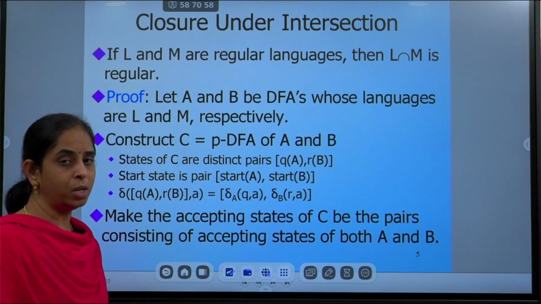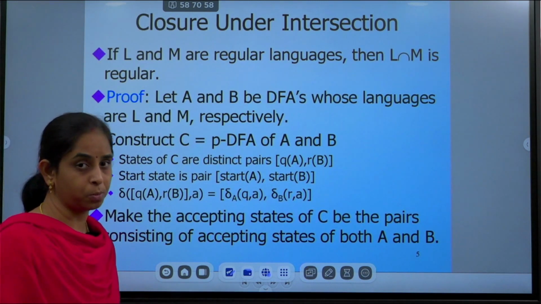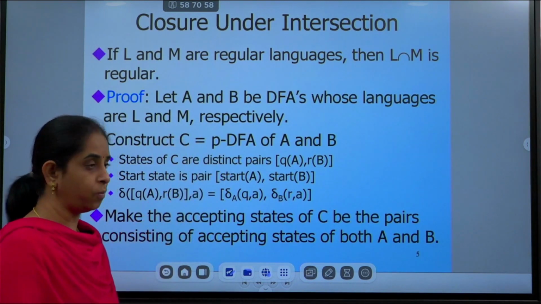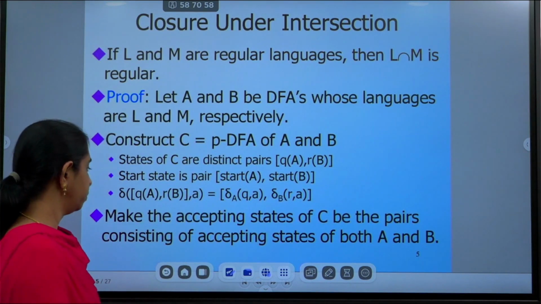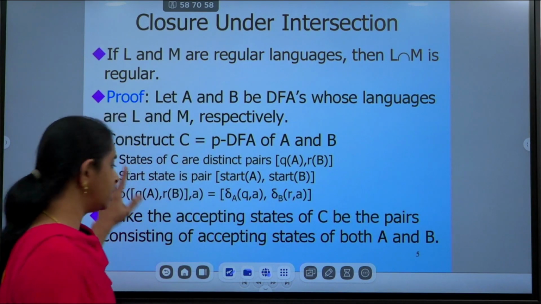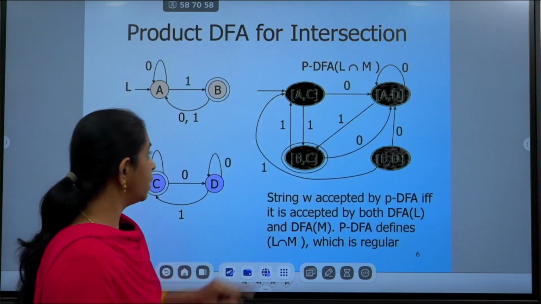First, we check which language each DFA accepts, and then go with the intersection property. For that, we have taken the two DFAs A and B and identify which language they accept. Then we make the accepting states, by checking the pairs of accepting states of both A and B. We will see an example here.